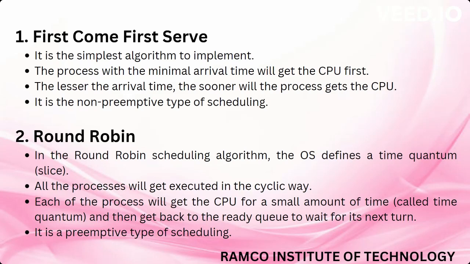The second type of scheduling is round robin scheduling. In this type, the operating system defines a time quantum that is called a slice. All the processes will get executed in a cyclic way. Each process will get the CPU for a small amount of time called time quantum and then get back to the ready queue to wait for its next turn. It is a preemptive type of scheduling.